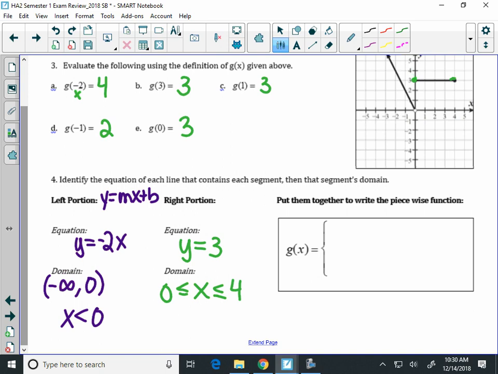Now when you transfer that to actually write the piecewise function here with the curly bracket, you write the equation first, put a comma, and then write the domain that goes with that piece. And then the last one, you write the 3. You don't have to write y equals. That's right here with the g of x. That's y. And then you write your domain for that function.